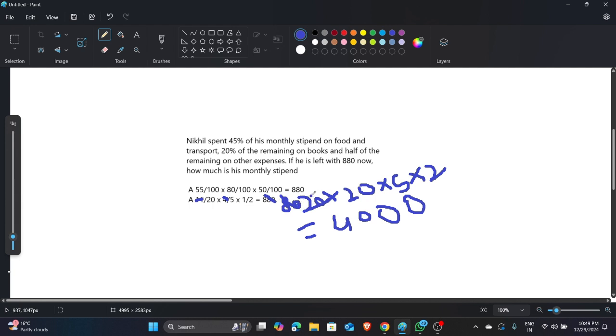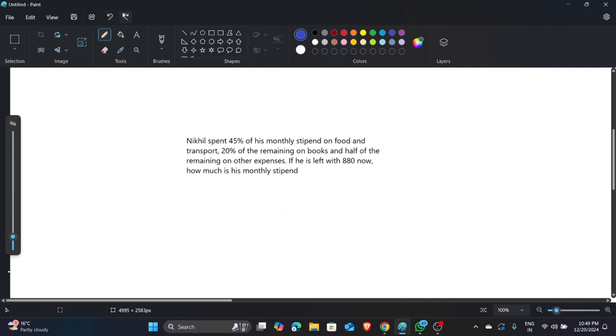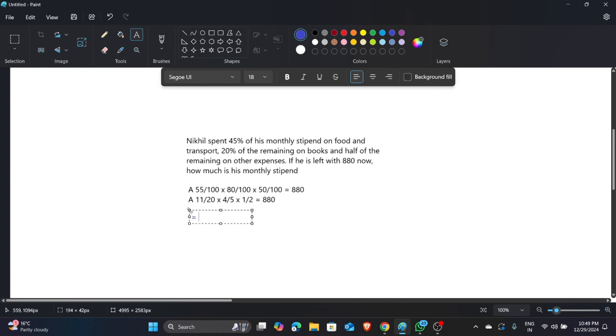So when we got 80, we got this. So this is the answer. I just wanted to explain it to you. So for that I did this, but now the answer is nothing but 400. 4,000. Okay. Now we can do this with a tree diagram also.